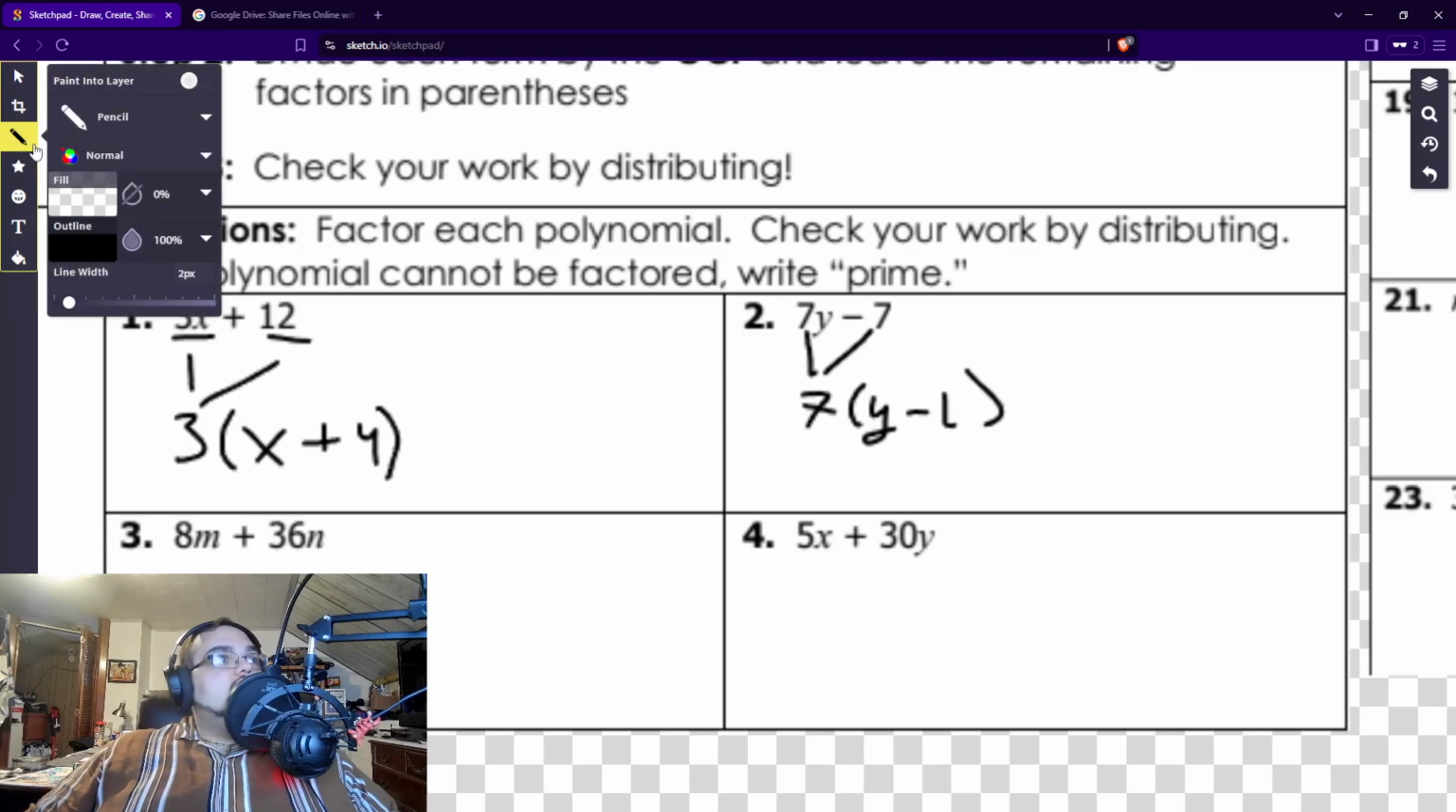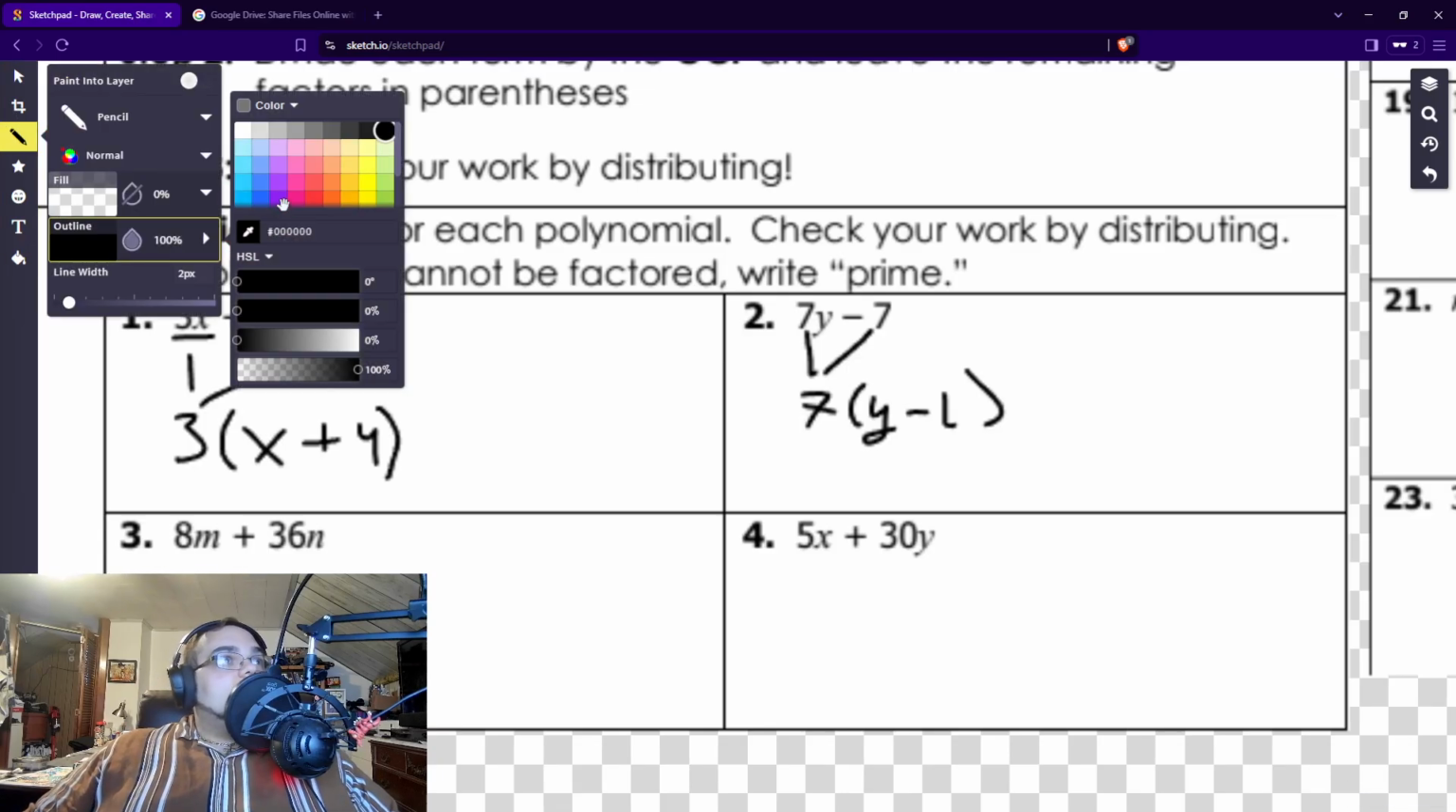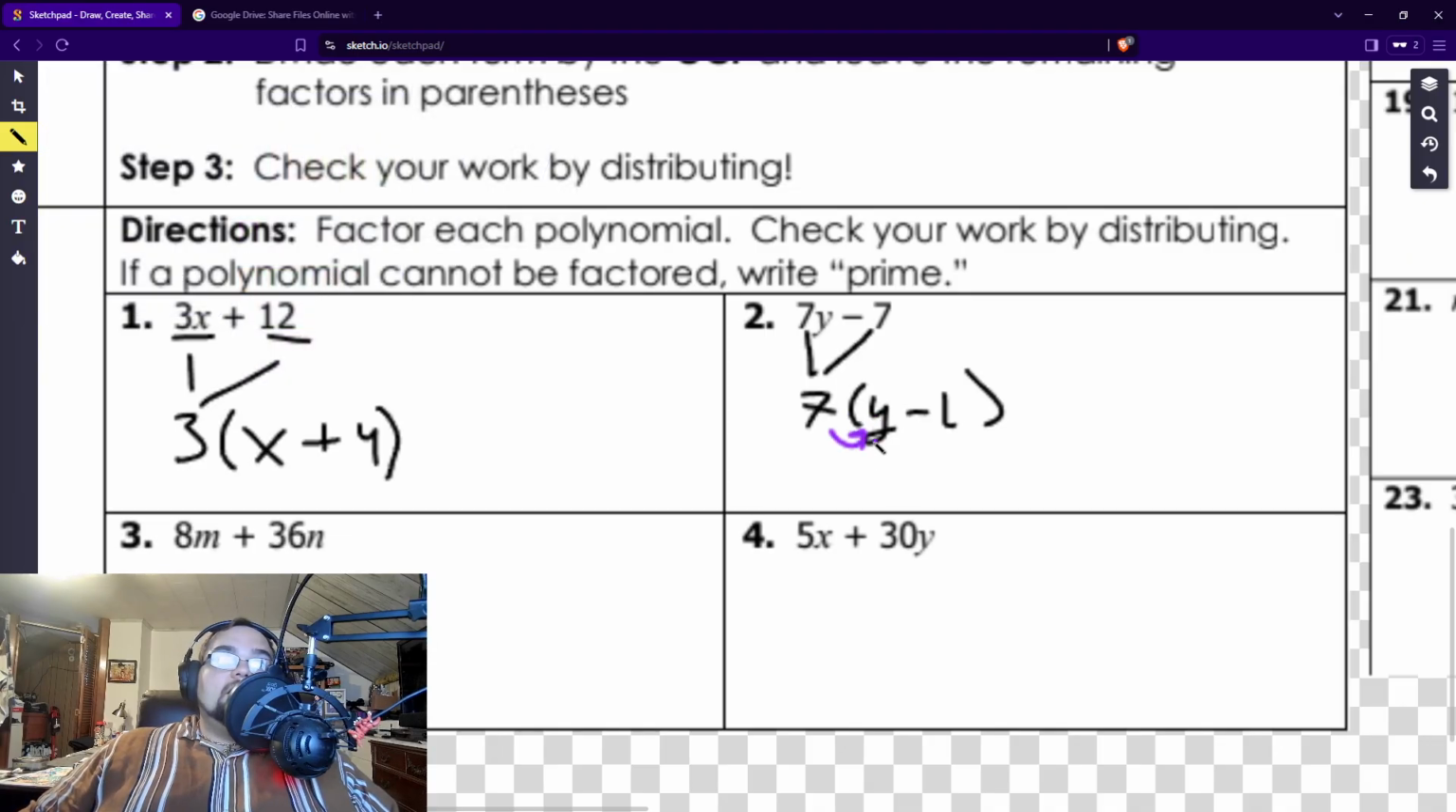If you truly wanted to check, I won't blame you. We can keep it our little secret. Okay? But if we were to multiply this guy back in, we would see, what's 7 times y? 7y. That's the same thing I had there. Check. What's 7 times negative 1? I think that's a negative 7. Same thing I got right there. Wow. Who would have guessed?